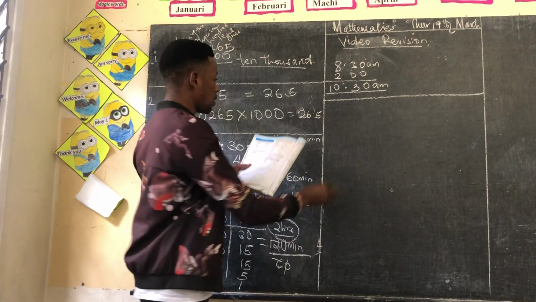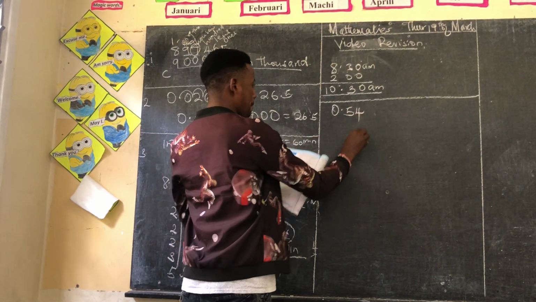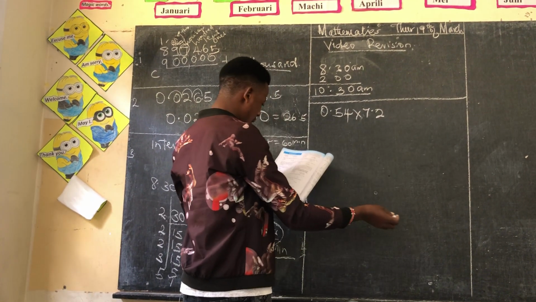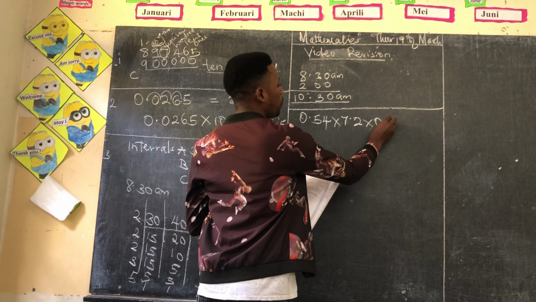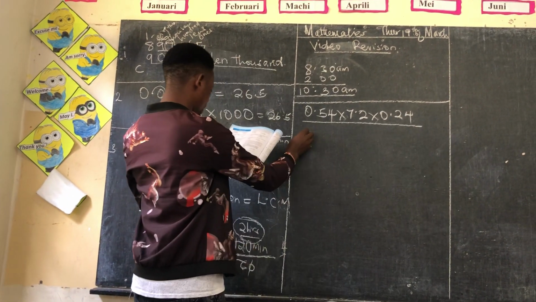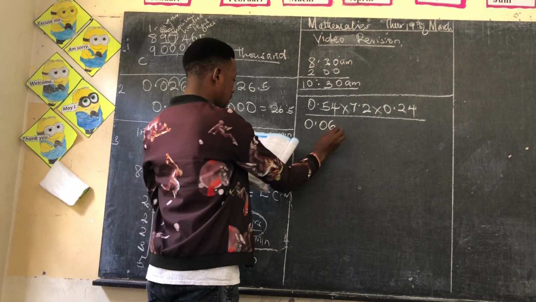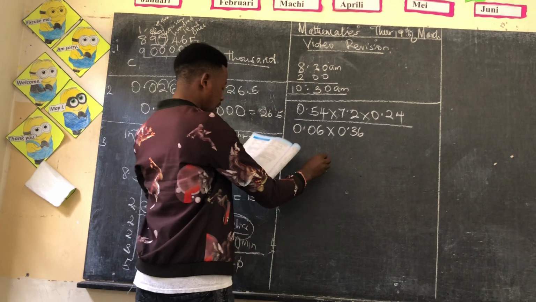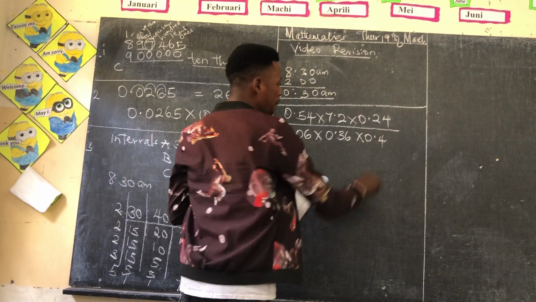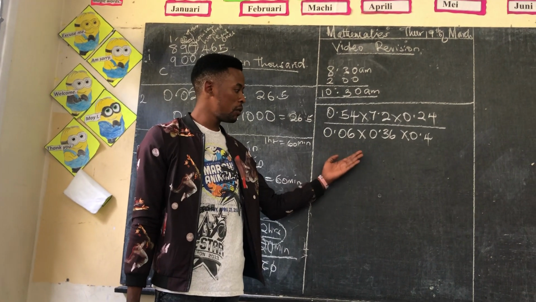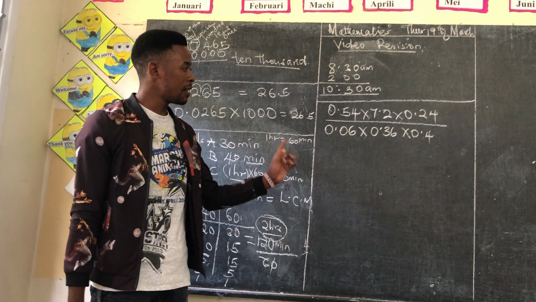Number 4, the question was 0.54 times 7.2 times 0.24, that one divided by 0.06 times 0.36 times 0.4. I'm happy that this question registered so many passes. Most of you were able to get this sum correct.